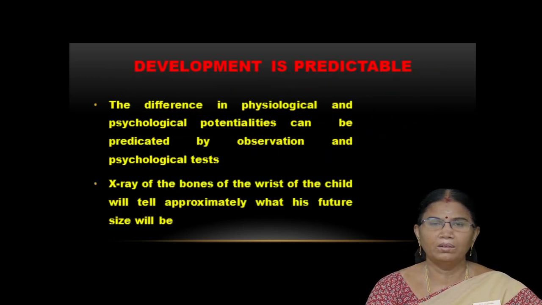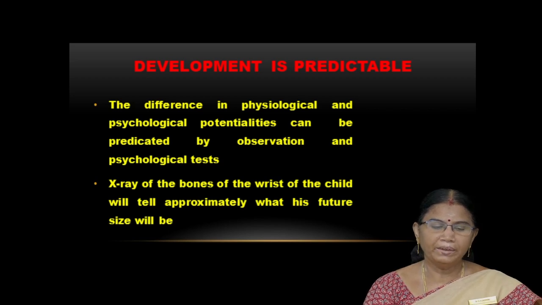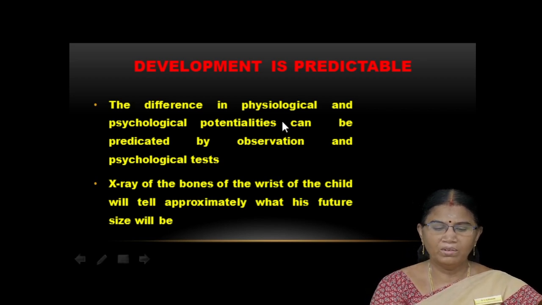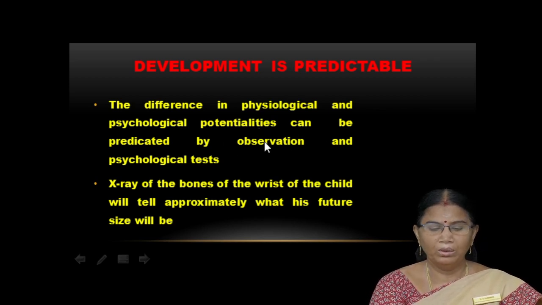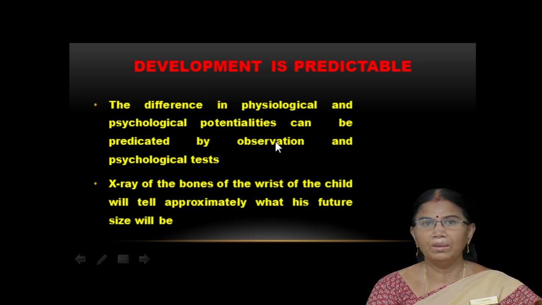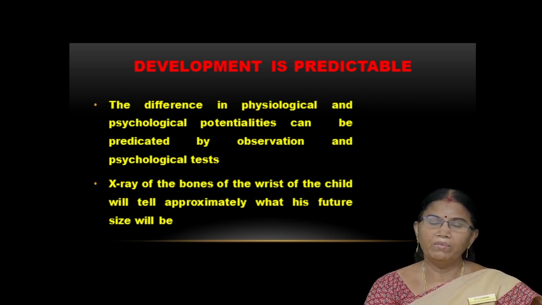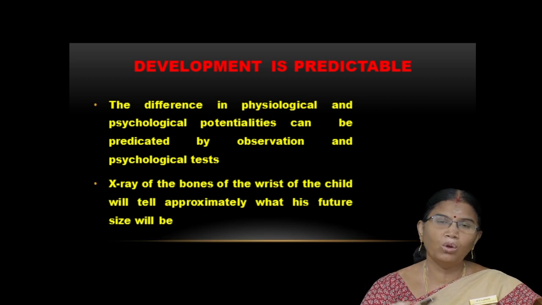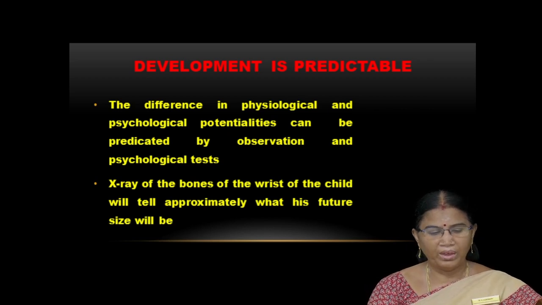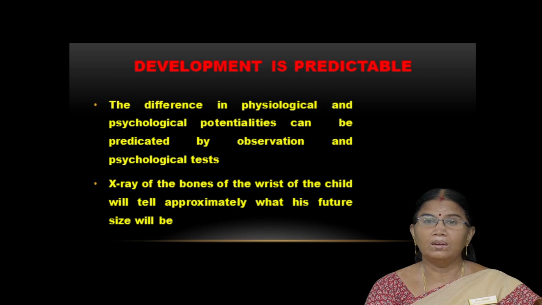Another aspect is development is predictable. The differences in physiological and psychological potentialities mostly might be predicted by using observation and conducting some psychological tests. Even at birth itself, by seeing the child we may predict how tall the child will be just by seeing the toes of the child. In the same way, an X-ray of the bones of the wrist of the child may tell you approximately what her future size will be. So, we can predict.